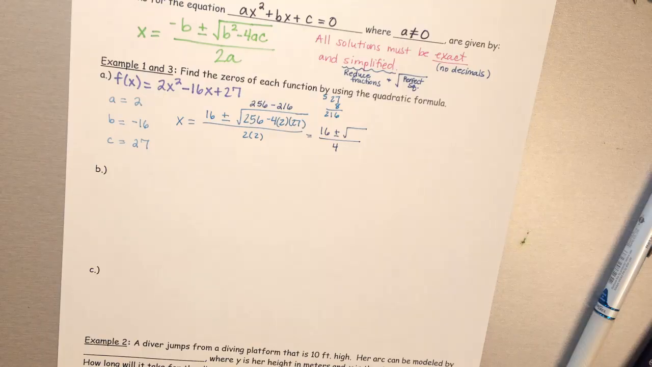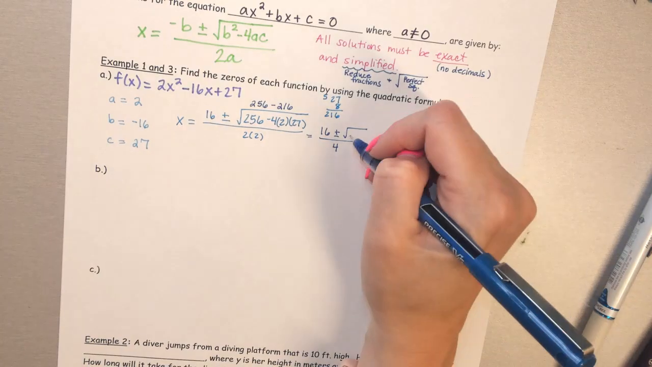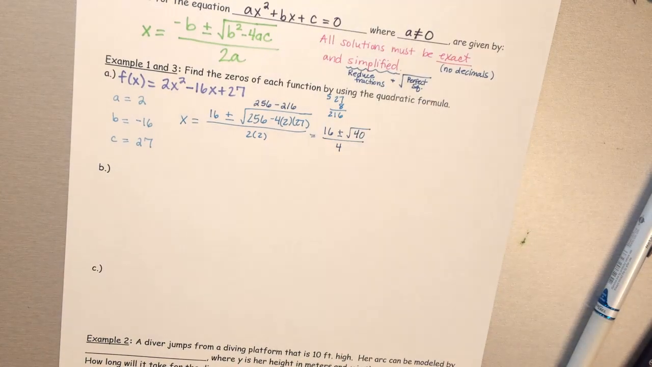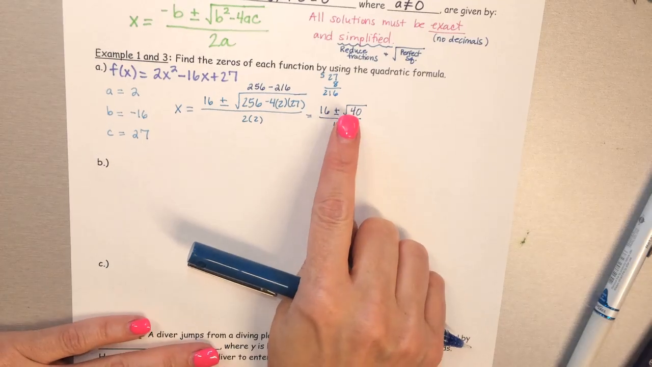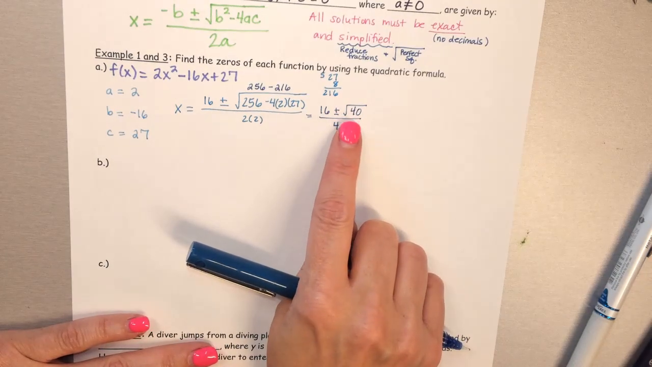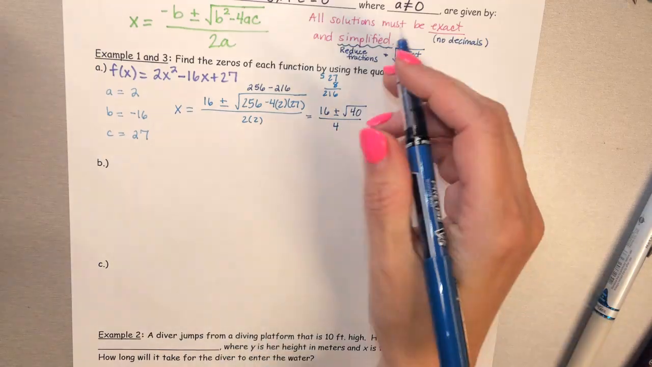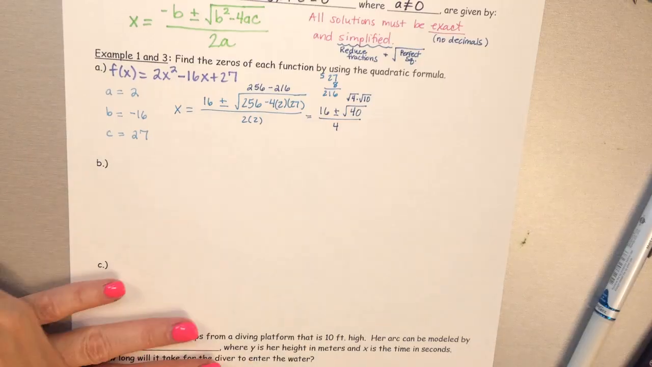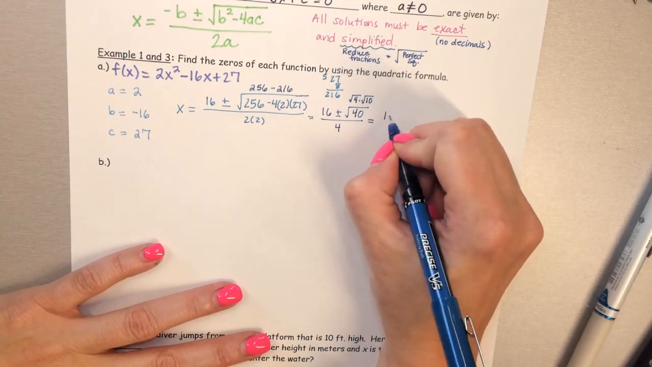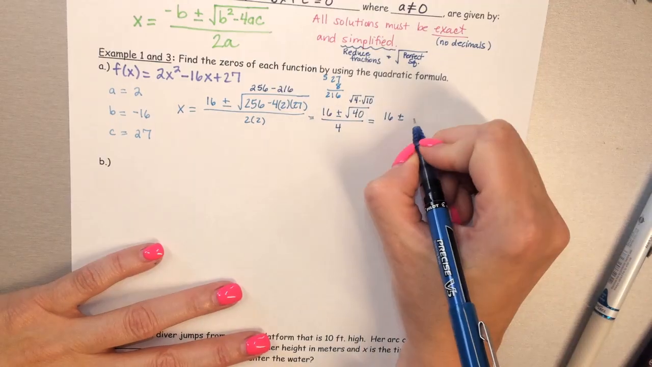Okay, so what did we get under that radical? What was 256 minus 216? Yeah, 40. Okay, so remember, we are simplifying radicals, which means we're looking for perfect squares underneath the radical. So when you're splitting this up, you either find the biggest perfect square, which is 4. So this would be 4 times root 10. Or if you want to do your factor tree, you can do that. So 16 plus or minus, what's the square root of 4?